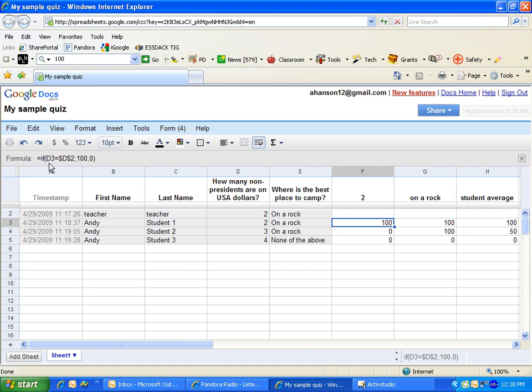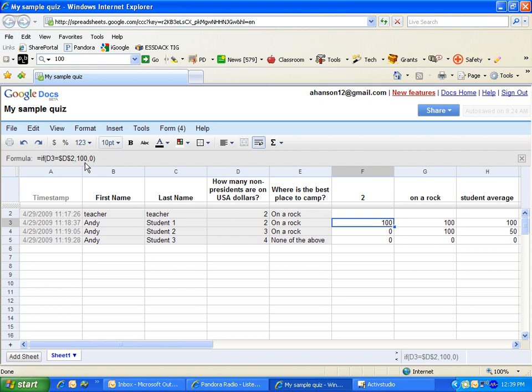So if the answer is D3, that would be this one, if this answer here is equal to D2, then it's 100%, and if not, it's 0. That's what this formula is saying, but this formula right up here at the top. So equals if parentheses, and then the column, the particular cell where the student's answer appeared, equals, and then the dollar sign tells the spreadsheet, when I copy this formula down to the other columns, to continue to use that D2 as the correct answer. And then the commas are telling it that if it is matching that D2, then it is 100%, and if not, it's 0.